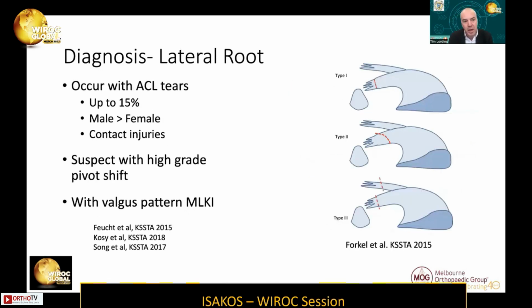The lateral roots, on the other hand, occur more commonly with ACL tears, and they've been described in up to 15% of ACL injuries. They're more common in male rather than female subjects, and they occur more commonly in contact injuries. We should be suspicious of a lateral root tear with a high-grade pivot shift because, as we've mentioned, they're associated with increased pivot shift grade, and they can also occur in multi-ligament knee injuries. A classification system here has been proposed which takes into account injury to the meniscofemoral ligaments, which provide an additional stabilising factor for the posterior root.